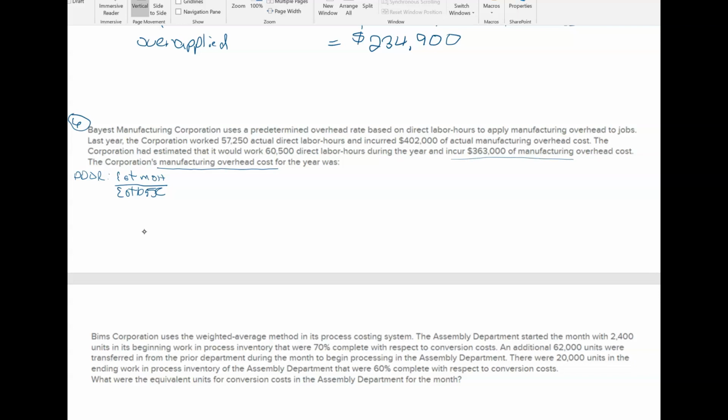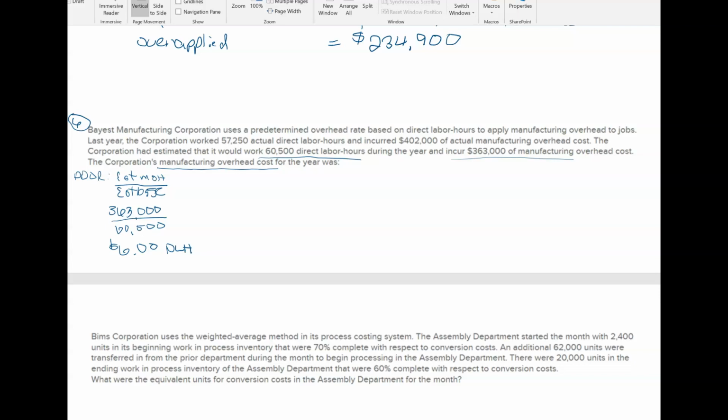Manufacturing overhead is 363 over the base, which is direct labor hours. So that's 60,500. The predetermined overhead rate is $6 per direct labor hour.